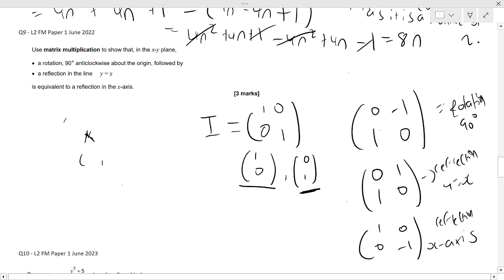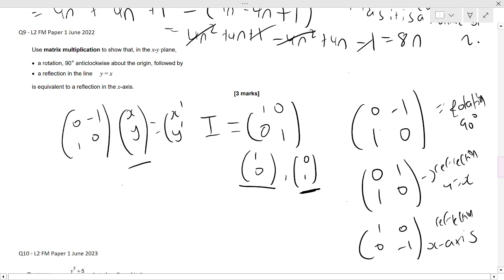So let's get rid of this. We need to show that this rotation followed by this reflection is equivalent to this. So these are combined transformations. How are we going to express this? Well, think about in general, we have a point x, y. If we were to transform it with the rotation, it'd be 0, minus 1, 1, 0, so the matrix times the point x, y. And that would give us the transformed point.